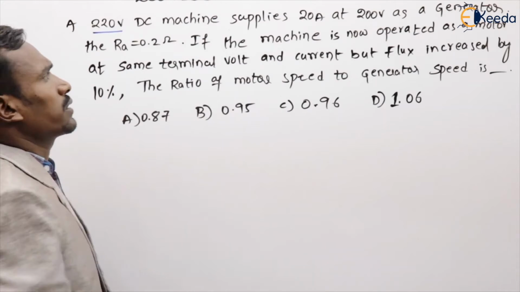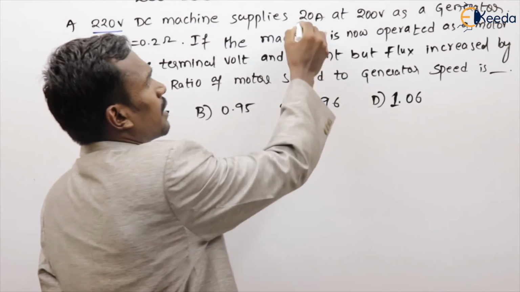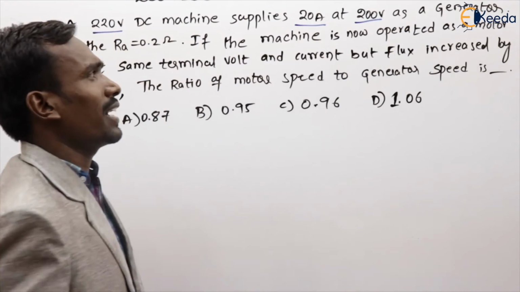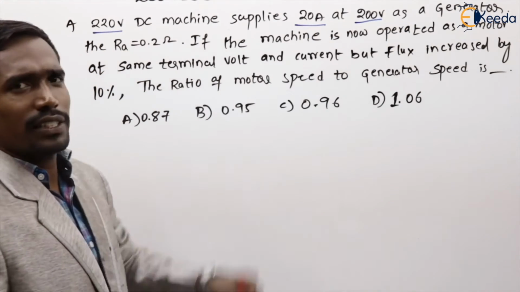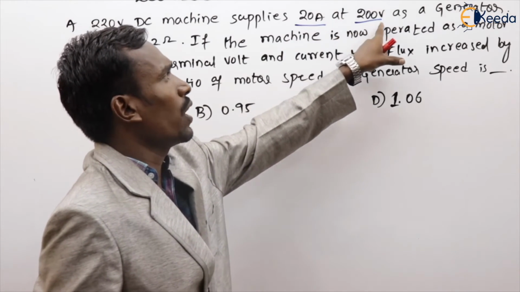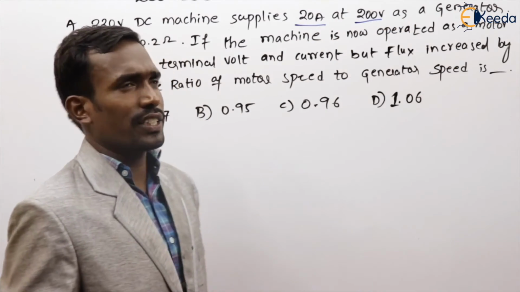A 220 volts DC machine supplies 20 amperes at 200 volts as a generator.